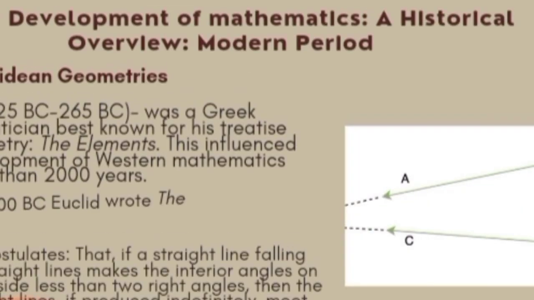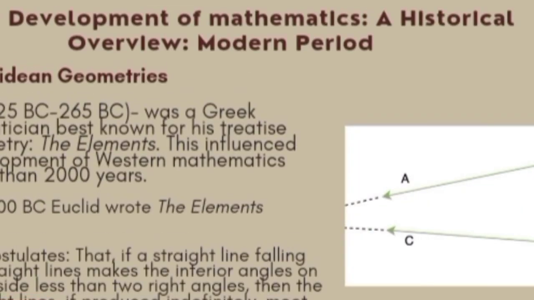The development of mathematics, a historical overview, modern period. First, we will be talking about non-Euclidean geometries. It all started with Euclid. So, Euclid, 325 BC to 265 BC, was a Greek mathematician best known for his treatise on geometry, the Elements. This influenced the development of Western mathematics for more than 2,000 years.